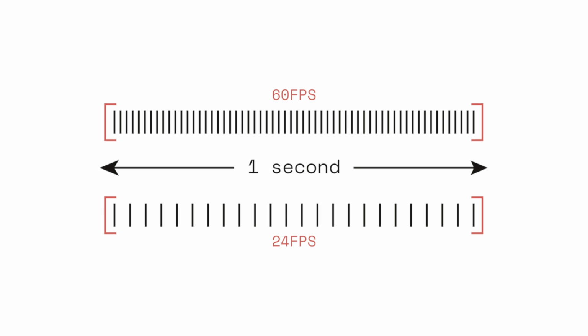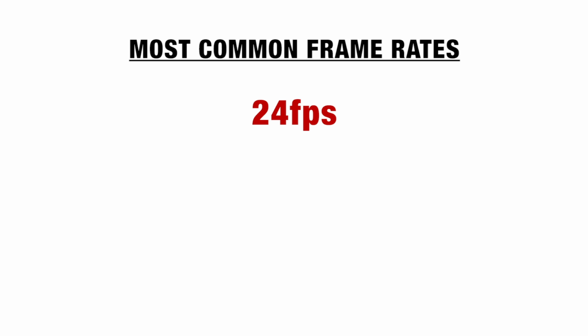In this video, we'll be talking about frame rates. We're going to cover what a frame rate is and what the most common frame rates you should be shooting at in different scenarios. So frame rate refers to how many still frames of video play in 1 second. The most common frame rates are 24 frames per second, 30 frames per second, and 60 frames per second.